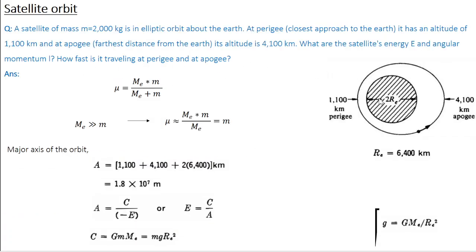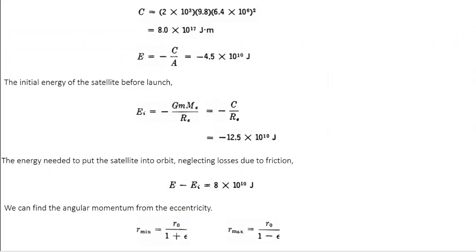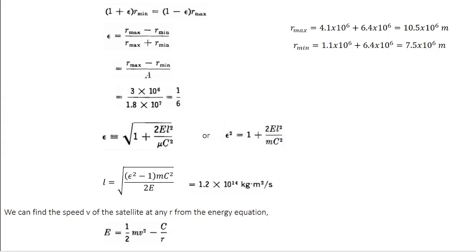R maximum is the distance from this point to the farthest point, and R minimum is the distance from this point to the closest point. Okay. So R max plus R minimum is nothing but the major axis A. So E equals R max minus R minimum divided by A.